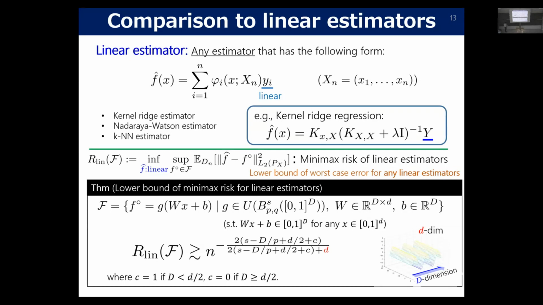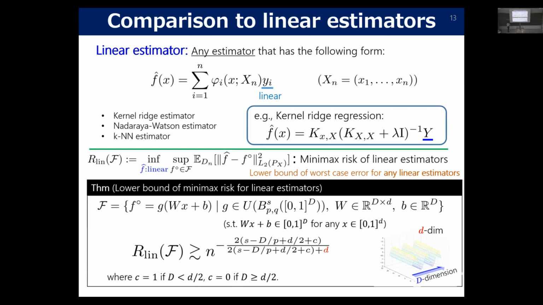This is the definition of linear estimators. If the estimator has this form, which is linear in the outputs yi, then we say it is a linear estimator. It can be nonlinear with respect to the input x, but if it is linear in the outputs yi for i equal 1 to n, then it is a linear estimator. In the machine learning literature, the most important example is kernel ridge regression. It is obviously linear in the outputs yi, so this is a linear estimator.